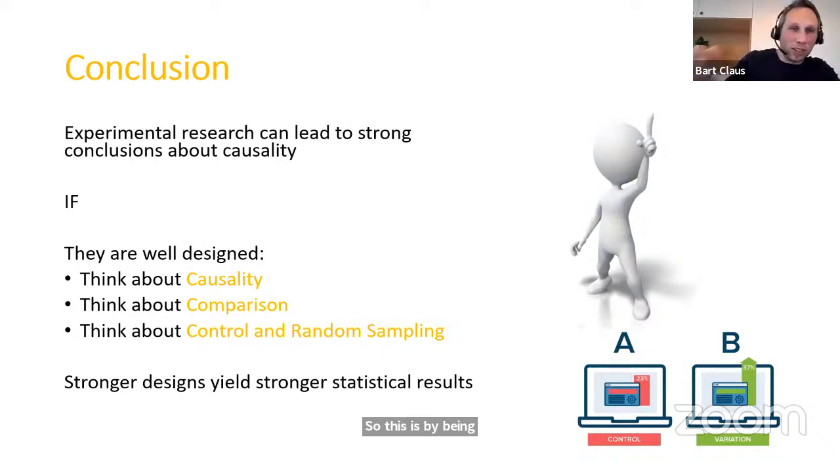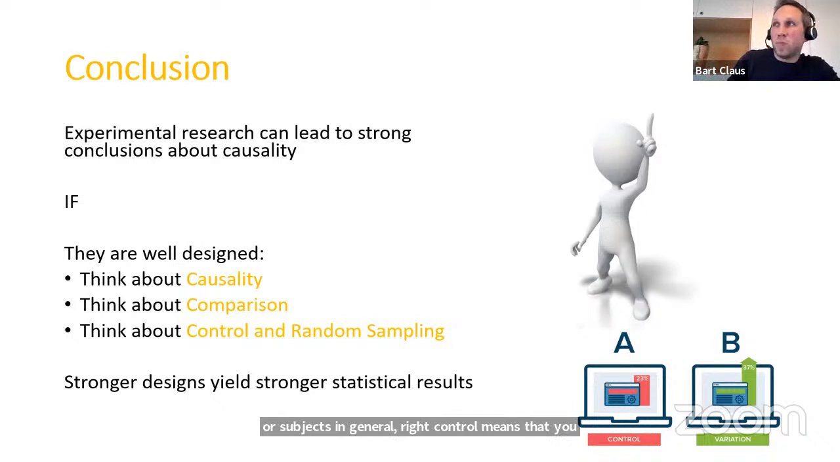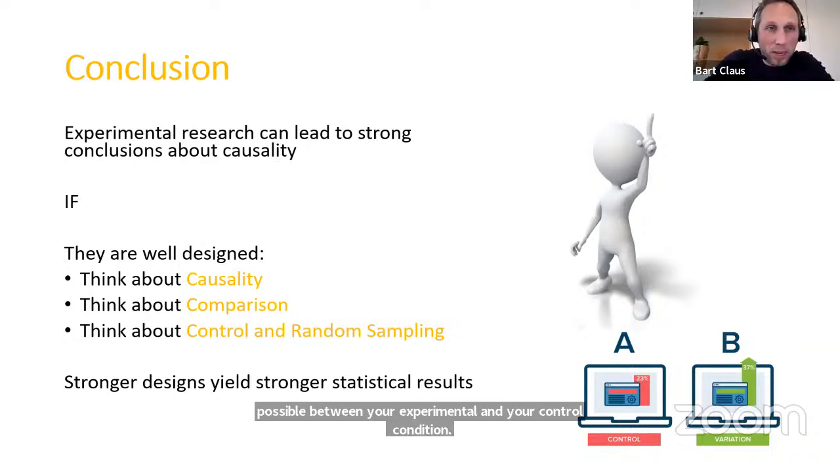So this is by being careful, right? Control is not controlling in a sense that you are manipulating people or subjects in general, right? Control means that you control the environment in a sense that you make sure that there are no other influences on your subjects than the one that you want to be there, than the one that is your manipulation, right? And so your manipulation is controlling the environment, and the rest of your control you should use to keep that environment as constant as possible between your experimental and your control condition, exactly to avoid that there will be a bias in your conclusion, right?